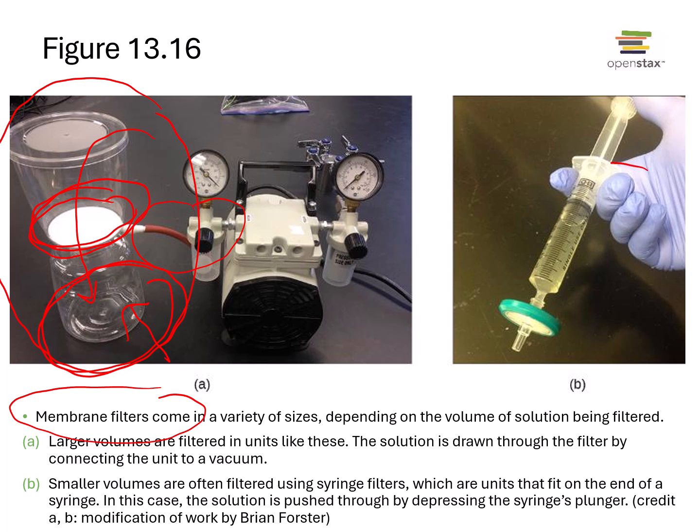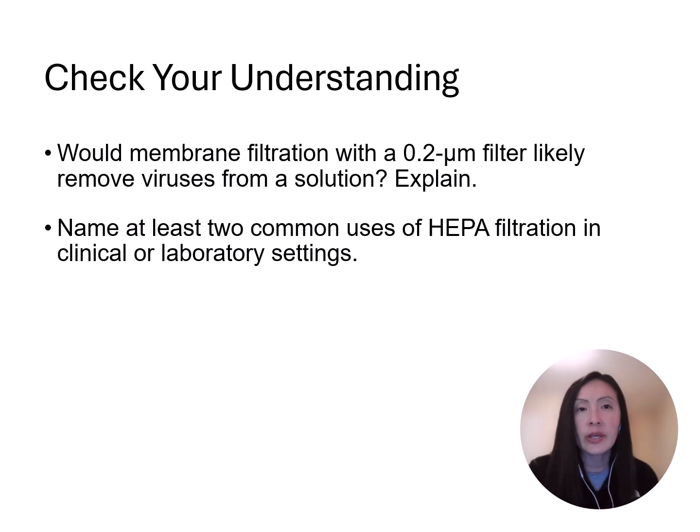If we're working with small volumes, we'll look at syringes. So we'll have usually very small membrane filters that attach to a syringe for small volume work. Our next checkpoint asks, would membrane filtration with a 0.2 micrometer filter likely remove viruses from a solution? The answer is no. Most viruses are smaller than 0.2 micrometers, so they will pass through the filter. The 0.2 micrometer or micron filtration removes bacteria and fungi, but not viruses.